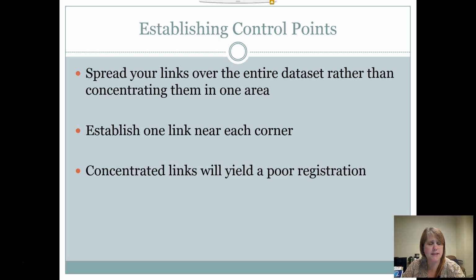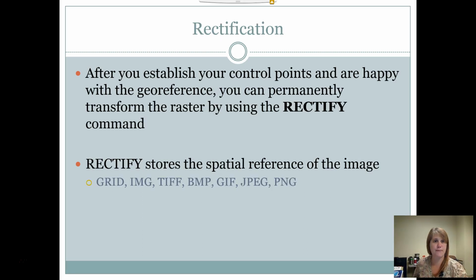A word about control points. As we're doing this, make sure that you spread out your control points. You don't put them all in one tight area, because it's actually going to warp the raster to a point where you're not going to be able to use it. So the more you spread them out, the better luck that you're going to have. And I know that can sometimes be very difficult depending on what image you're georeferencing. Sometimes the only points that you can find in common on both of the images are in a small area, but try your best to get them spread out quite a bit, because the concentrated ones do yield a very bad registration.